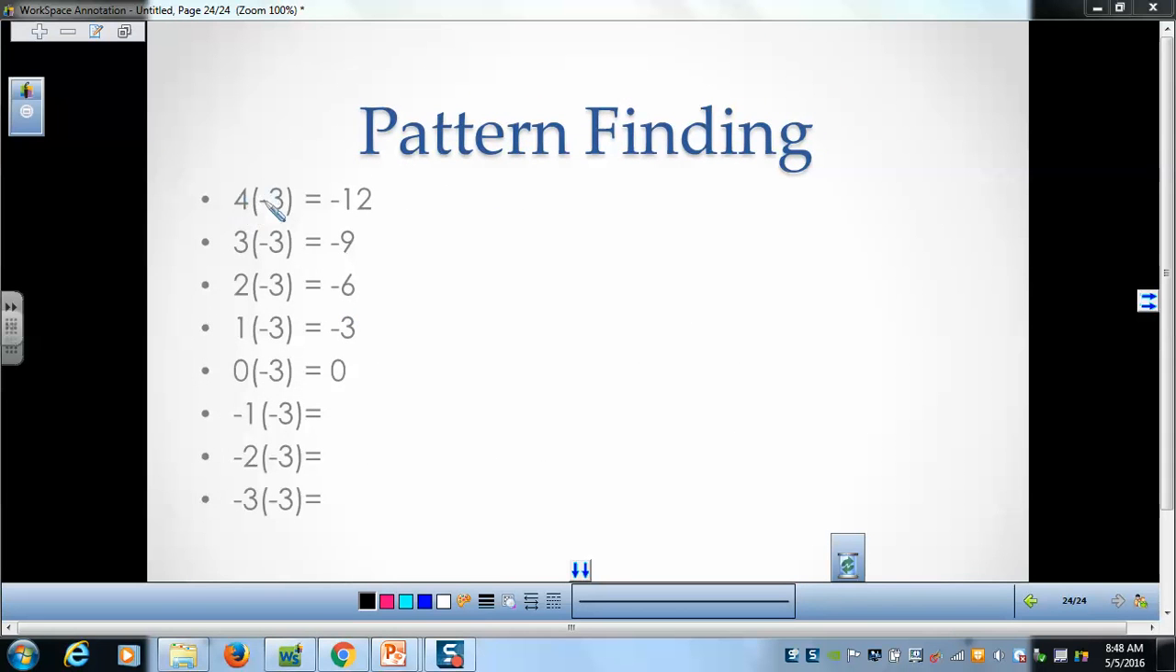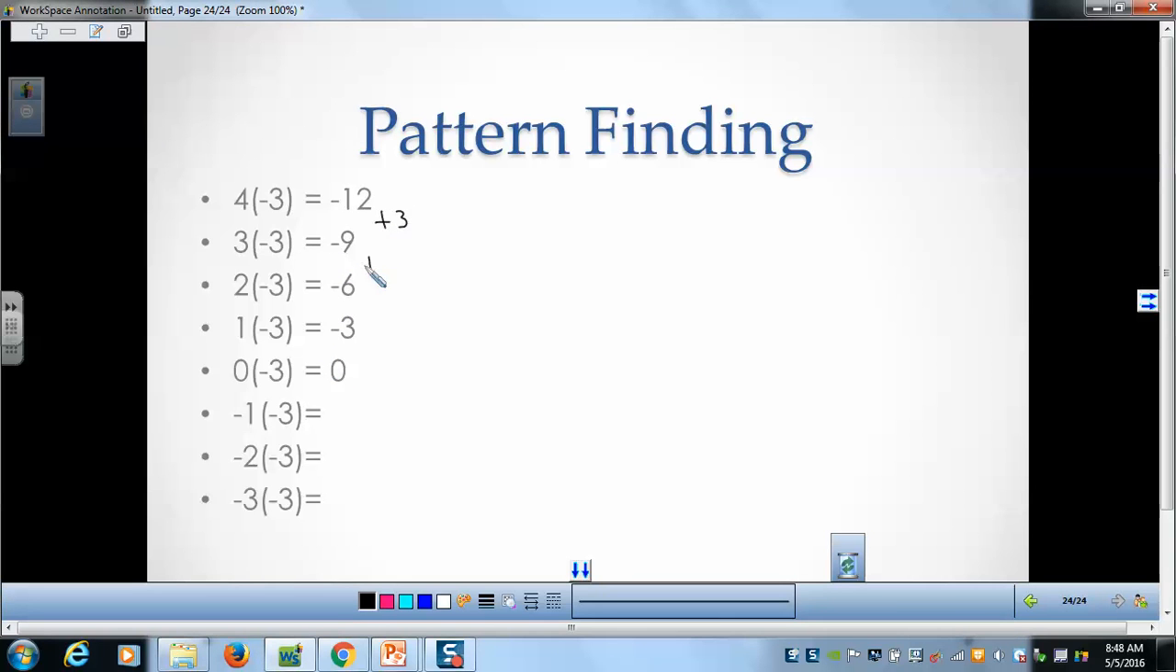So when I do 4 times negative 3, we get negative 12. Okay, we've discussed that property. When we do 3 times negative 3, I get negative 9. 2 times negative 3 is negative 6. 1 times negative 3 is negative 3. 0 times negative 3 is 0. Now, what we can see is what is happening here.